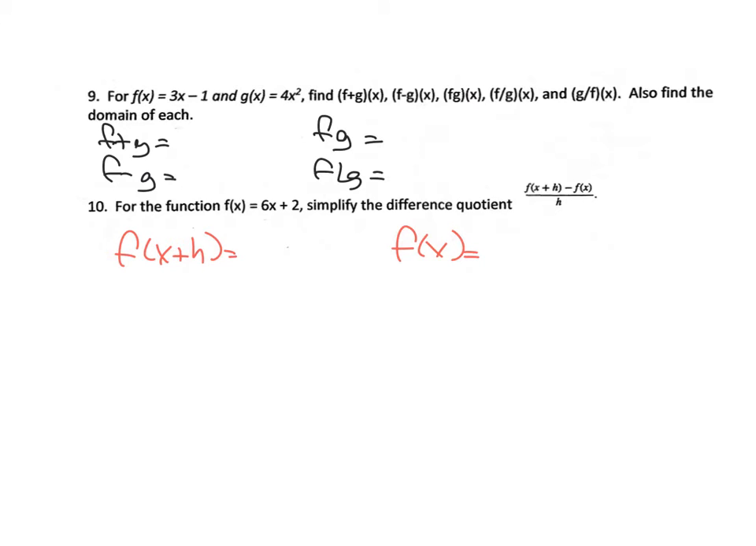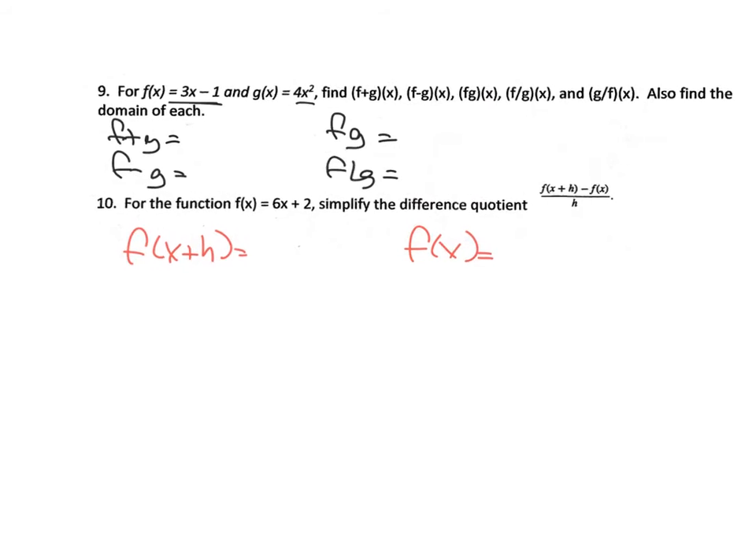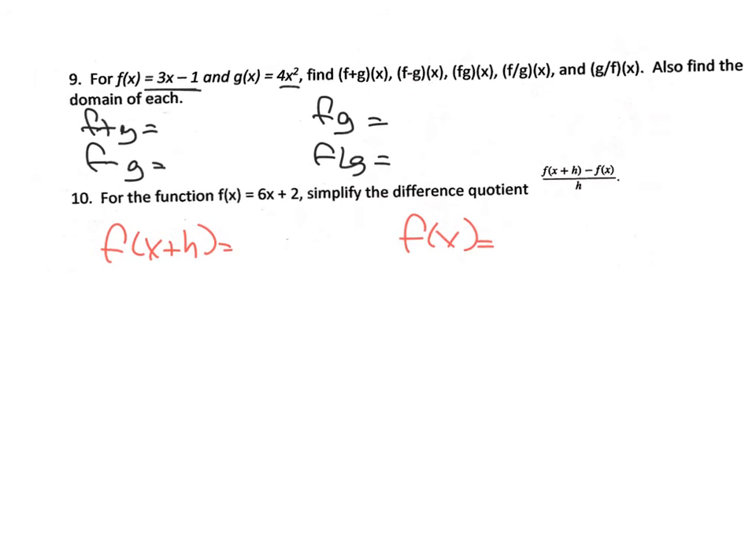Okay, the next one, you just have to find all the new functions, and also tell what the domain is. Notice in my problem there are no fractions or radicals, so my domain on this is going to be pretty easy. Remember, the only time you have to worry about domain is with radicals or fractions, so it should be good to go here. f plus g is just going to be 3x minus 1 plus 4x squared. f minus g would be 3x minus 1 minus 4x squared.